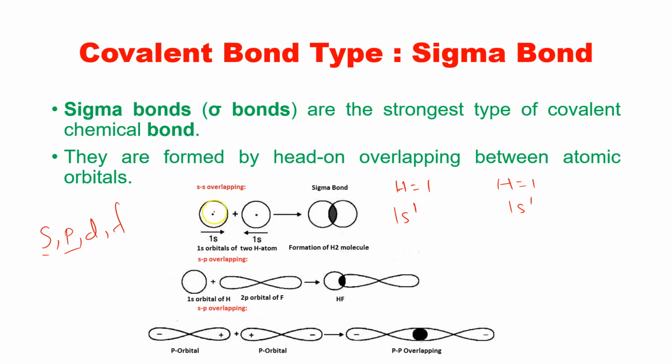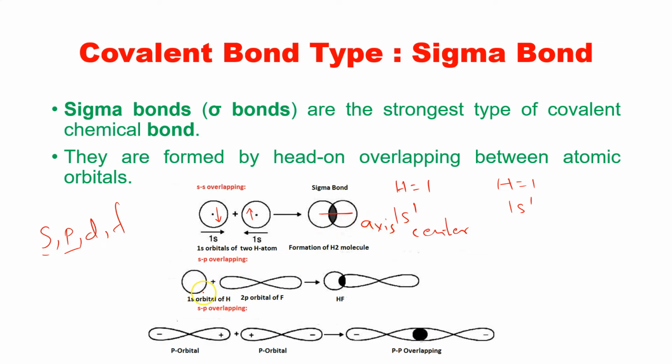Remember that when the electron pair is shared, the electrons should be of opposite spin. Both electrons should have opposite spin, then only will they combine. Such an overlap is said to be a sigma overlap, and it forms a sigma bond. This overlap is head-to-head overlap, meaning it is at the axis, at the center.